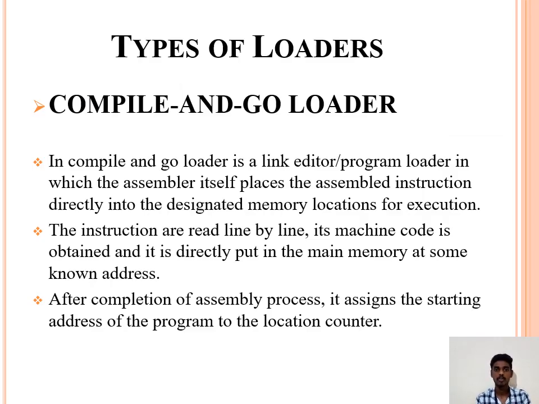Now coming to the types of loaders. There are different types of loaders. The first one is the compile and go loader. In a compile and go loader, which is a link editor or a program loader, the assembler itself places the assembled instructions directly into designated memory locations for execution. The instructions are read line by line, and the machine code is obtained and directly put into main memory at some known address. After completion of the assembly process, it assigns the starting address of the program to the location counter. So this is the work of the compile and go loader.